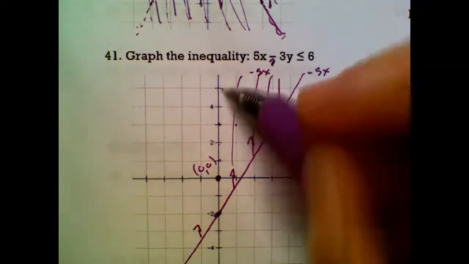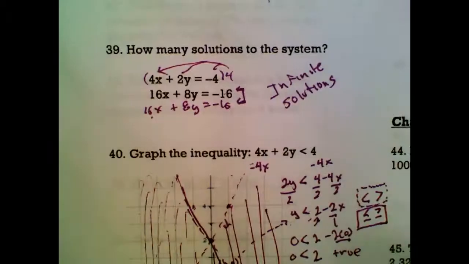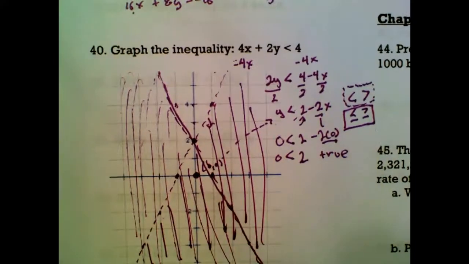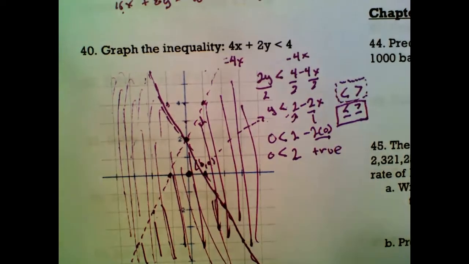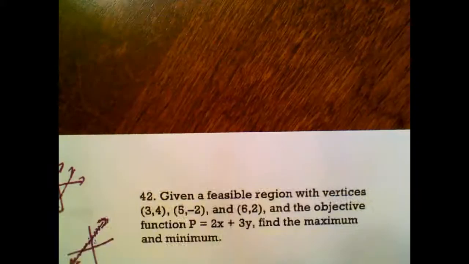So, shade right there. Hopefully I got my slope right on this one. Sorry about the number 40. Okay, right there. Remember, it's going down, dotted line going down like that. Okay, moving up to 42.